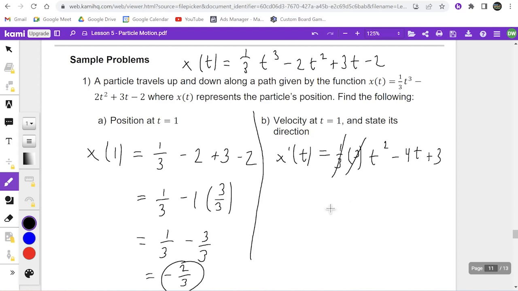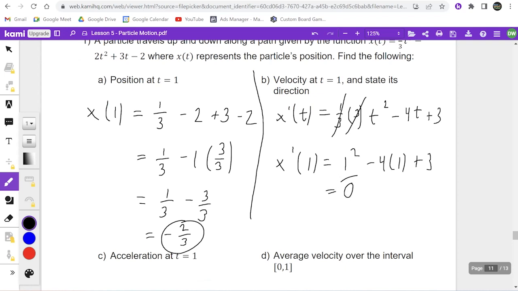And if we want the velocity at t equals 1, then all we got to do is plug in 1 for this velocity. It's going to be 1 squared minus 4 times 1 plus 3. Final answer, 0. Velocity is 0. And that says to state its direction. That's like a trick question because this thing's at rest. In other words, it's not moving. It's not moving left, not moving right, not moving up, not moving down. This thing's at rest.